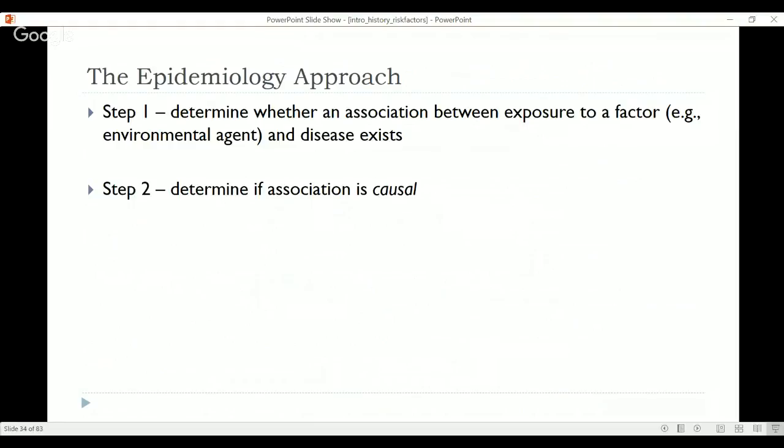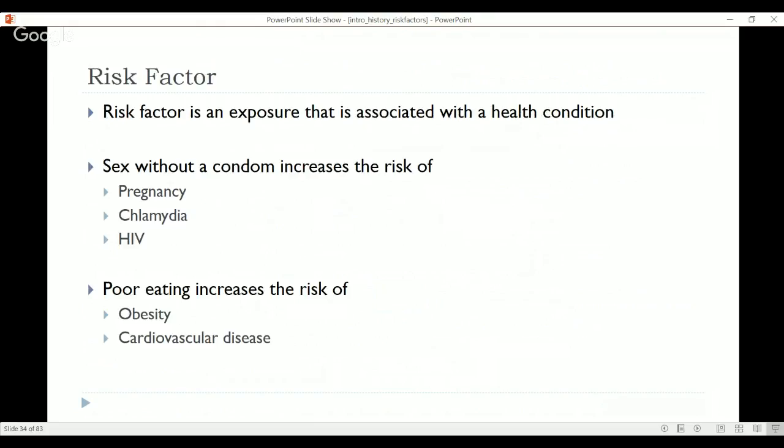So in terms of the way an epidemiologist usually works, there's kind of a two-step approach. First is to determine if an association between an exposure and disease exists, so say some sort of environmental agent and lung cancer and lung diseases. And the second step is to determine if the association is actually causal. So the first step is to understand if there's a relationship there, and the second step is to understand whether or not it's causal.